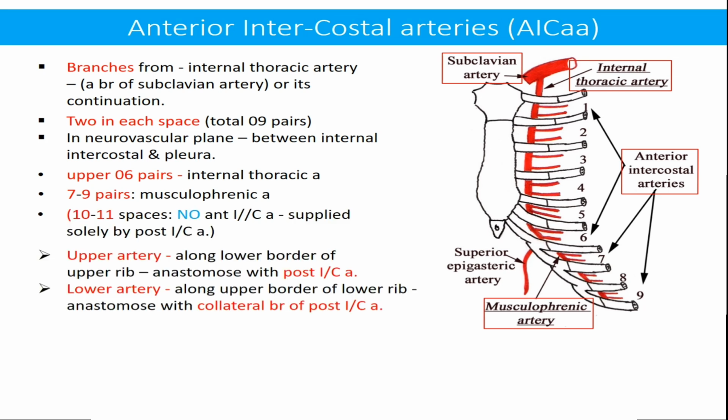The upper artery in each space travels along the lower border of the upper rib and anastomoses with the posterior intercostal artery, whereas the lower artery in each space travels along the upper border of the lower rib and anastomoses with the collateral branch of posterior intercostal artery.